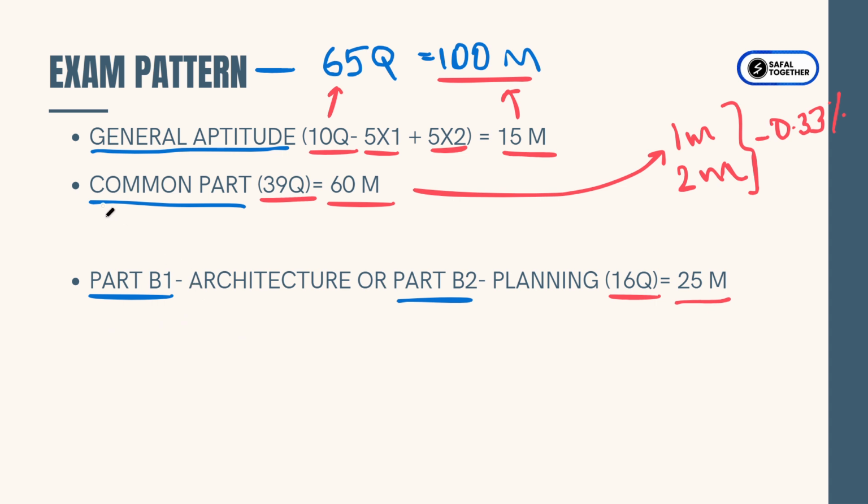Your common part also has architecture and planning questions, but at the most basic level. So you'll have construction management, basics of transportation planning, etc. But your part B1 or B2 would be more advanced questions of the same thing. You'll be looking at deeper or advanced planning questions in part B2, and advanced architecture and history of architecture questions in part B1. My advice would be to prepare for both, and whichever looks easier for you on the day of the exam, attempt that.